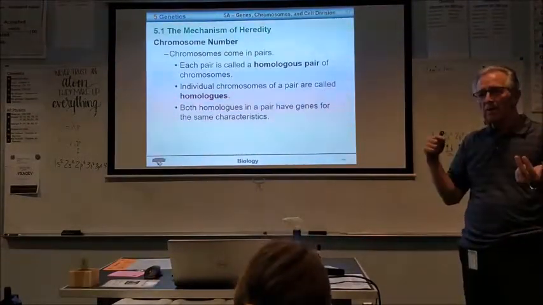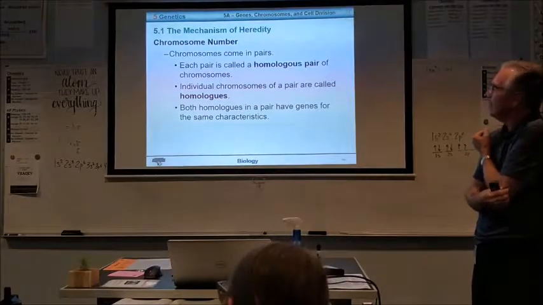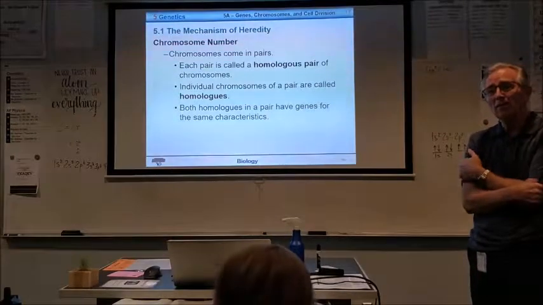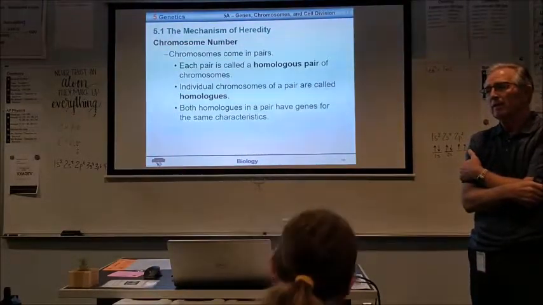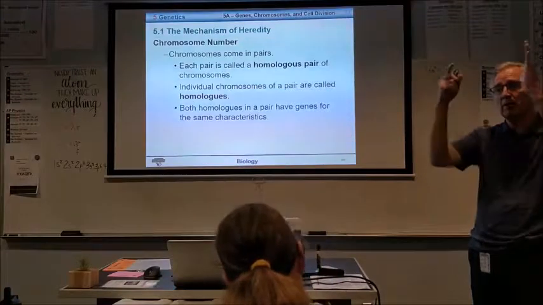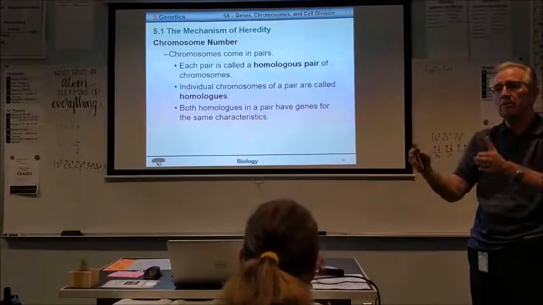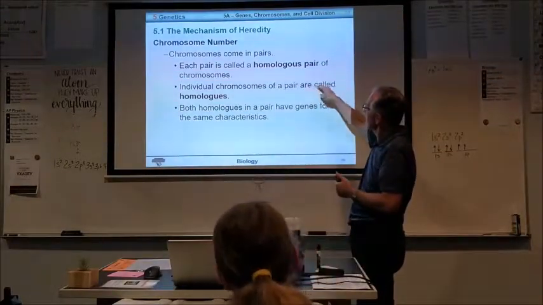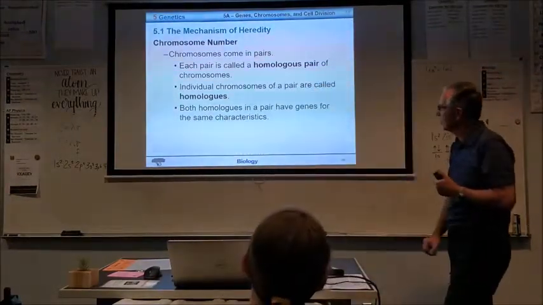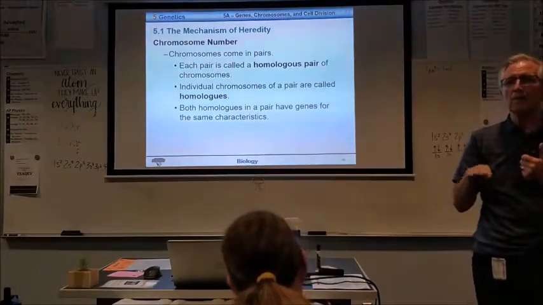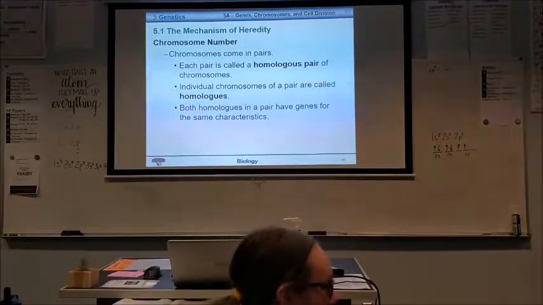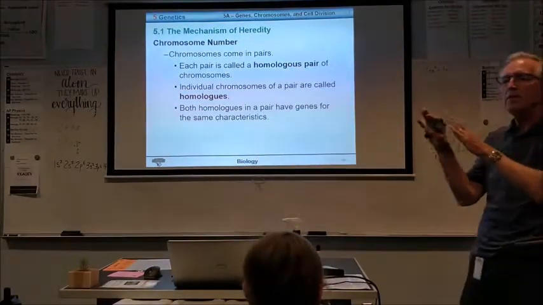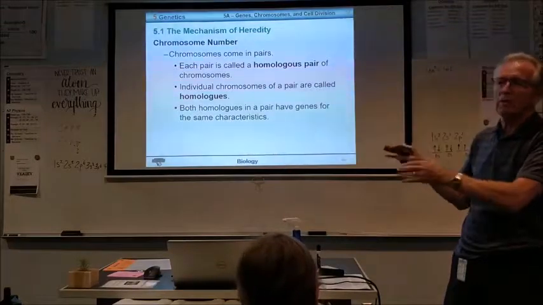So the chromosomes occur in pairs. Each member of the pair is called a homolog. Homo means the same, so in other words, it contains all the same genes for all the same characteristics. Okay, so individual chromosomes of a pair are called homologs. Both homologs in a pair have genes for all the same characteristics. This chromosome over here has genes for other characteristics. But every gene controls its own set of characteristics.